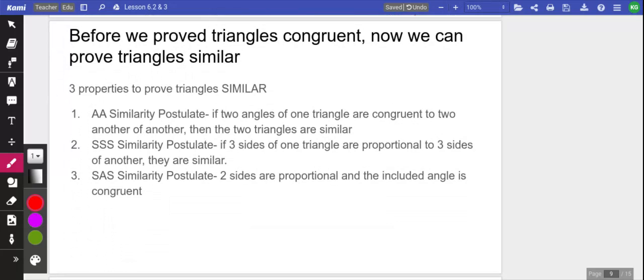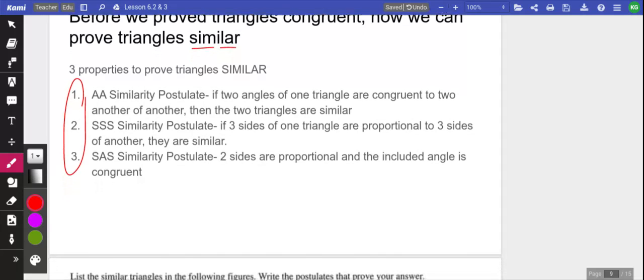So next we're going to talk about the similar postulates. Again, similar, remember, is just same shape, different size. And so there's only 3 of them that we can use. And once we've proved that they are either AA, SSS, or SAS, then we can say they are similar but not congruent.